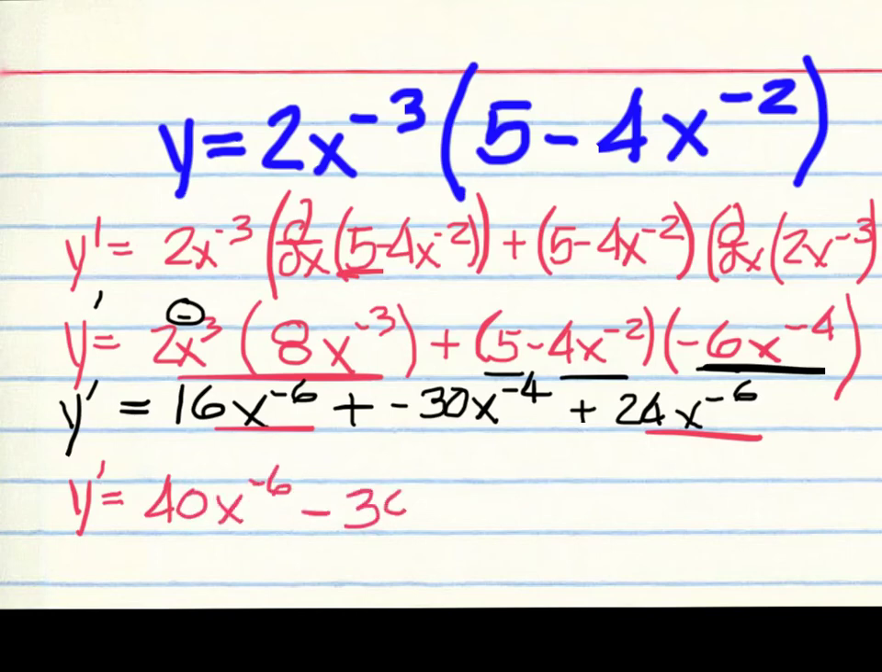We can't leave it like that though. We're going to simplify it to this. 40 over x to the sixth minus 30 over x to the fourth.